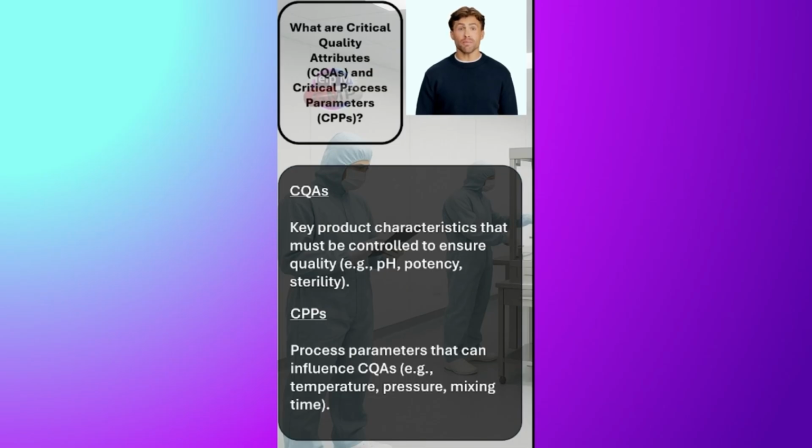Now, critical process parameters are different. These are the process settings that can directly impact those CQAs. Think about temperature, pressure, or mixing time. If those drift, your quality attributes are at risk. That's why we say, control the parameters, protect the attributes, and safeguard the product. It's the foundation of pharmaceutical manufacturing.